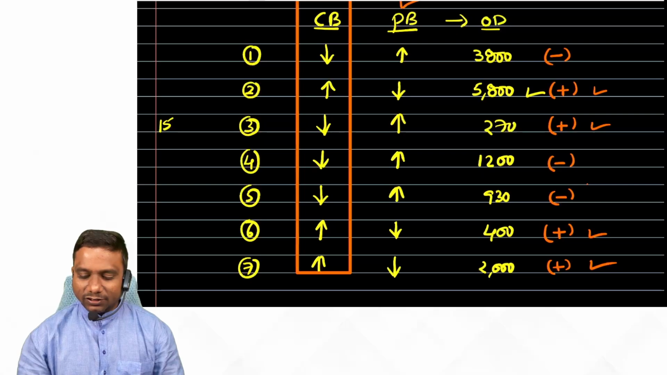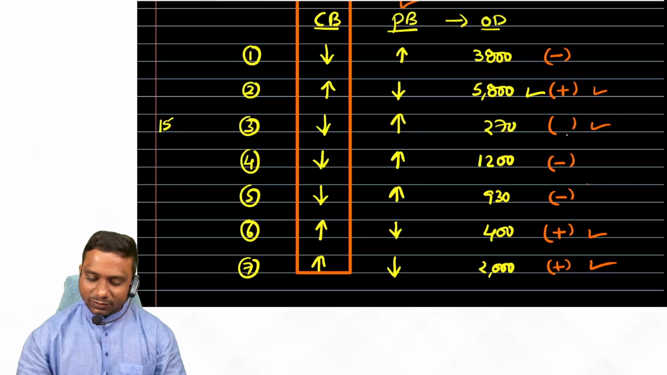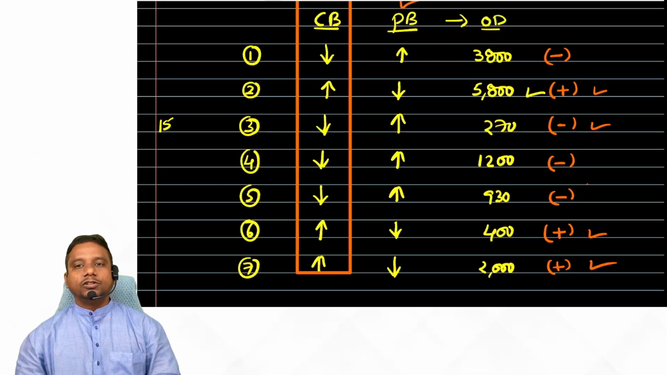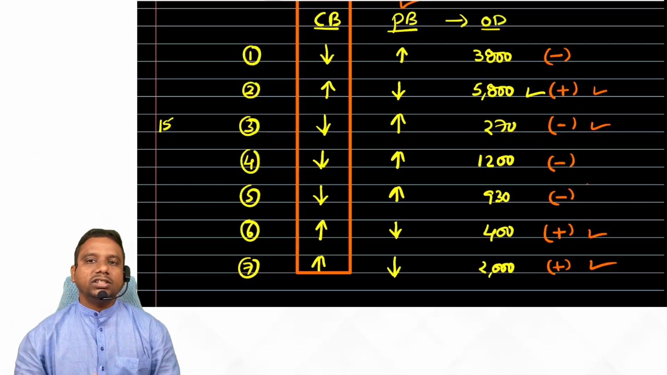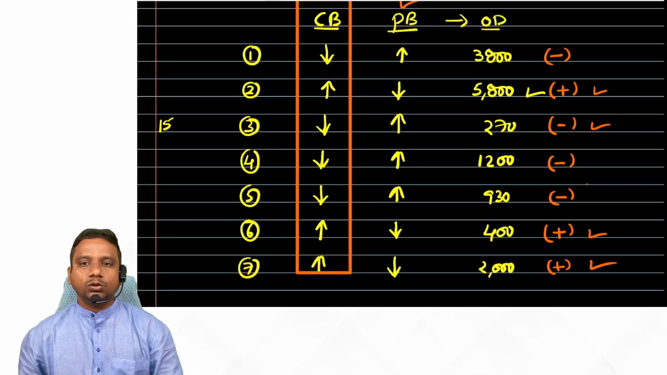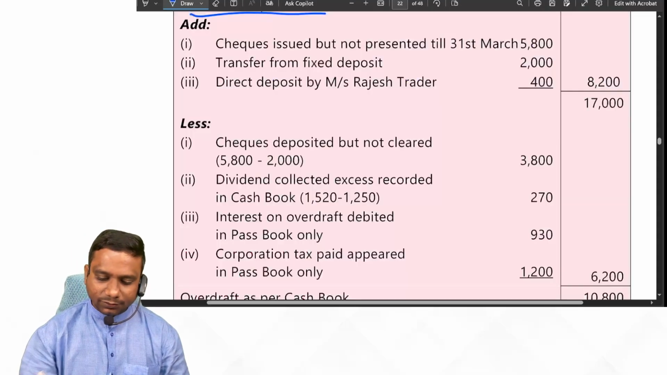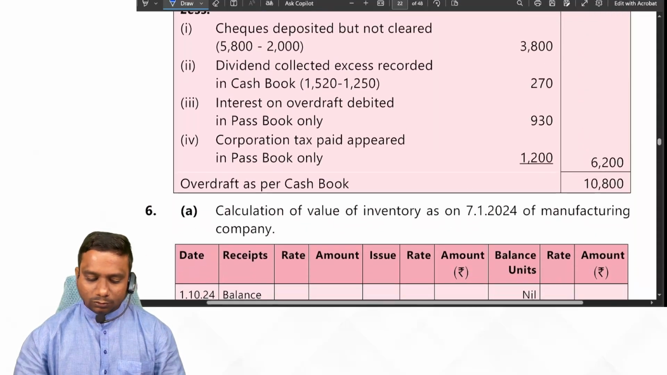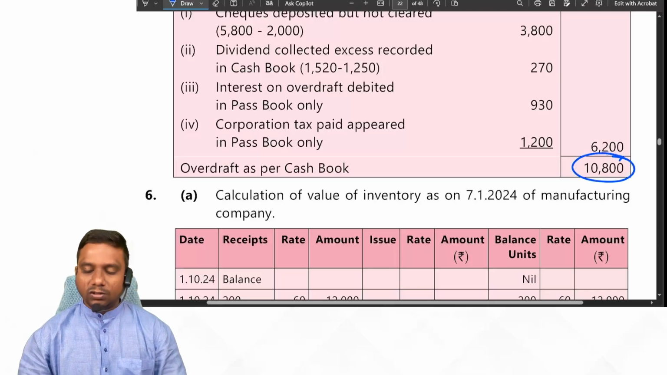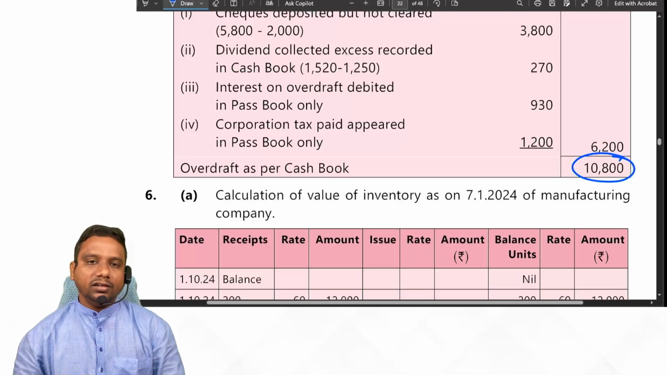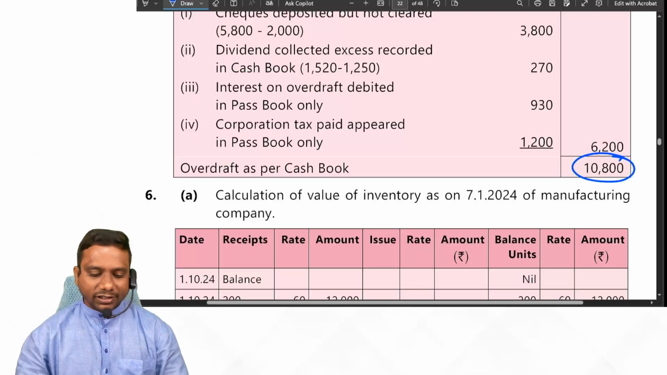So what is the difference? 270. So here it is minus. Here, the three plus amounts you add: 5800 plus 400 plus 2000, and the remaining amounts are minus. Accordingly you can check this, students. So finally we get the overdraft of 1800. Is it clear, students? Next one.